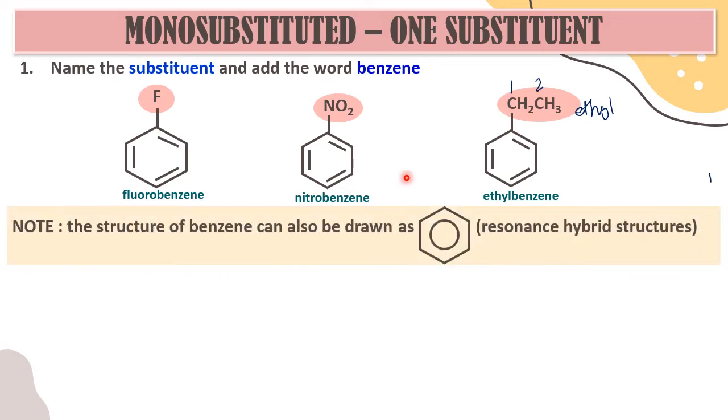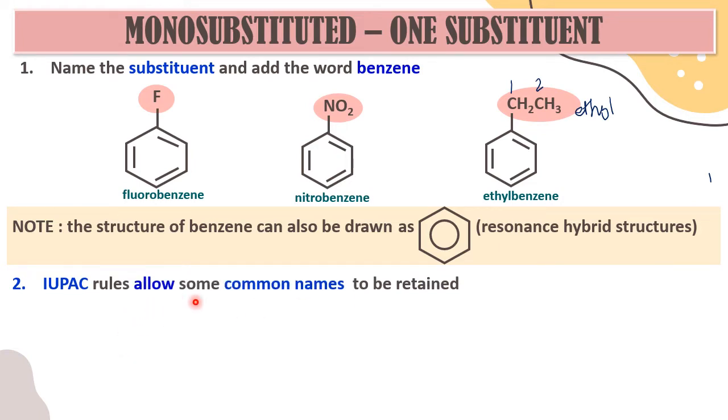Note, the structure of benzene can also be drawn as this structure. This is your resonance hybrid structure. You can either draw your benzene with alternating 3 double bonds, or you can draw your benzene with a circular ring to show that it is the resonance hybrid structure. Both are accepted.